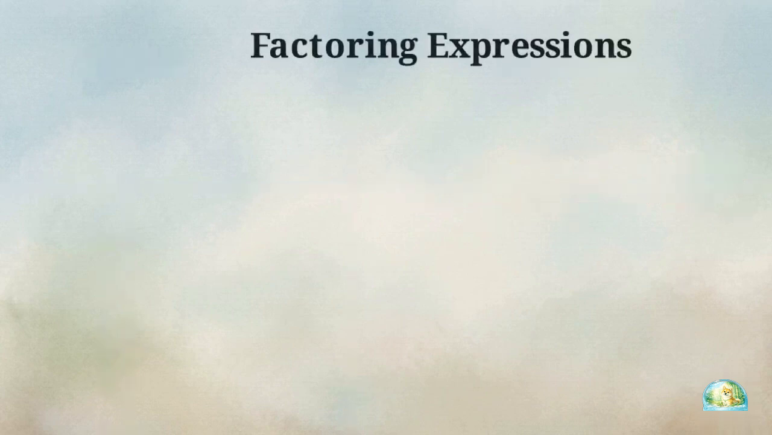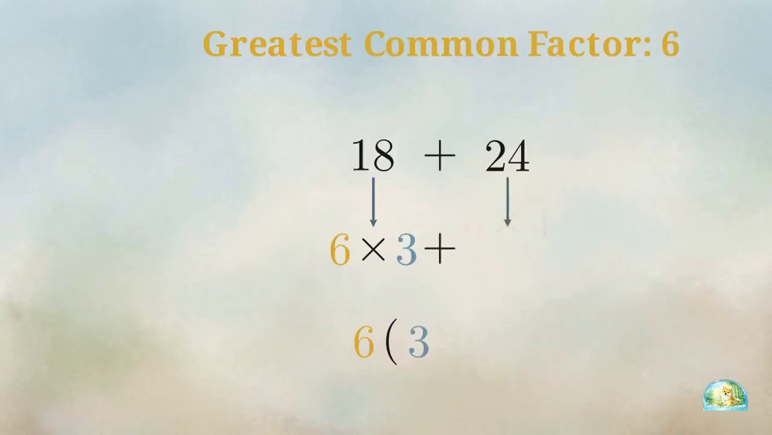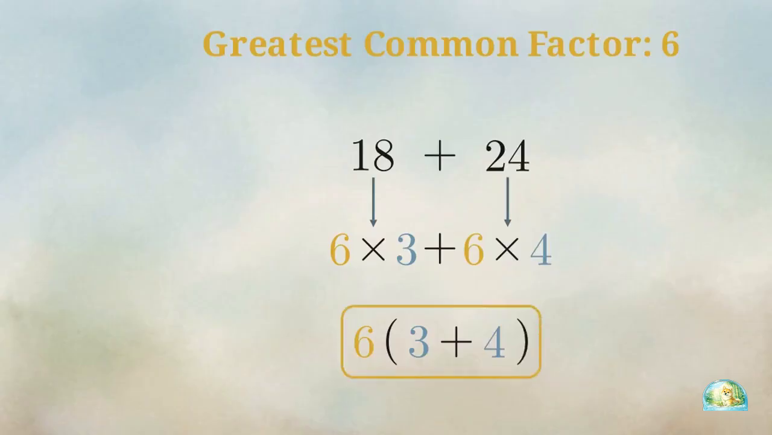We can use these shared building blocks to rewrite an entire expression. Take the sum 18 plus 24. We already know the greatest common factor for these numbers is 6. We factor out that 6 from the 18. Since 6 times 3 is 18, we put the 6 on the outside and leave the 3 inside our parentheses. We do the same for 24. Since 6 times 4 is 24, we pull the 6 to the front, leaving the 4 inside. The result is 6 times the quantity 3 plus 4.